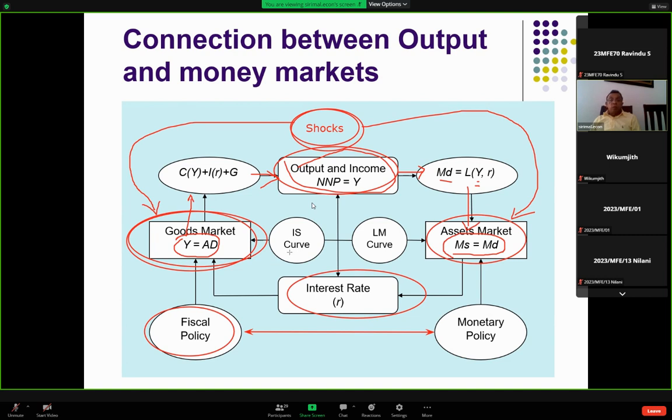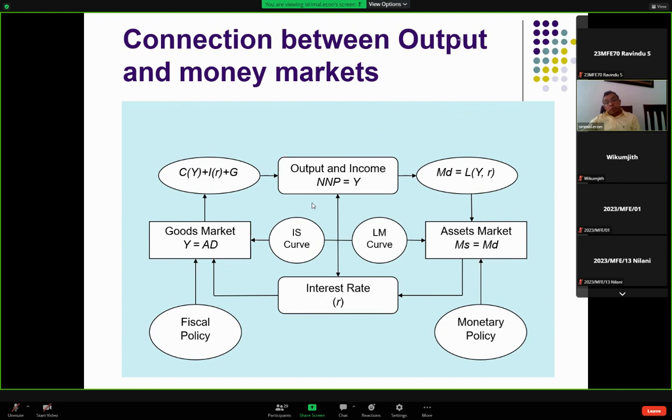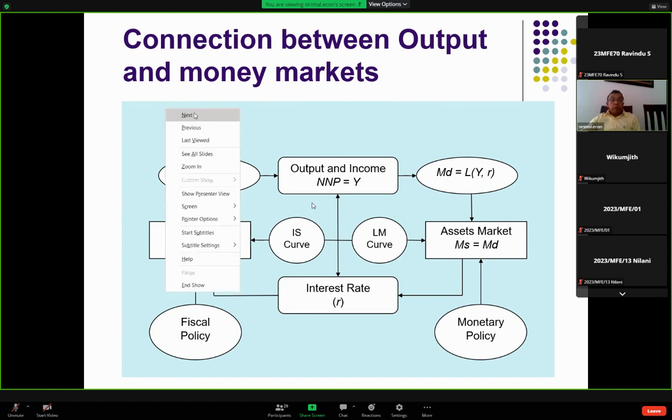Remember, we don't have a foreign exchange market here. So we need to bring that in at a later stage, okay, the foreign exchange market. So this shows you the connection between the two sides. Macroeconomic connection. So we are in the macroeconomic model world.